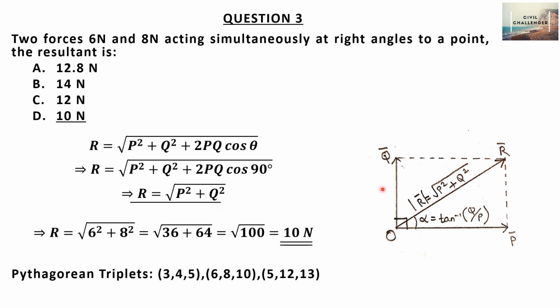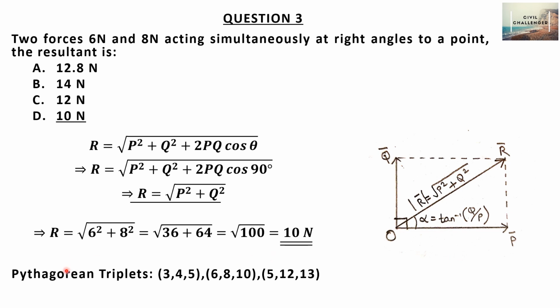So if any two forces act at an angle 90 degrees to each other, then we can use this formula. That means R is equal to square root of P square plus Q square to solve. Now solving, we have P is equal to 6 Newton, say, and Q is equal to 8 Newton. Therefore, the resultant is equal to square root of 6 square plus 8 square, which is equal to square root of 36 plus 64, which is equal to square root of 100, which is 10 Newton.